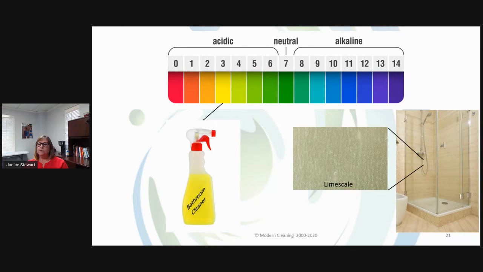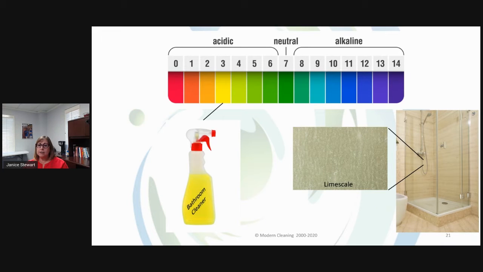Let's use the example of soap scum and lime scale. Soap scum is soap, body oils, and minerals, and lime scale is primarily calcium carbonate. When water evaporates, it leaves mineral deposits behind on shower surfaces, giving soap scum something to stick to. Both of these compounds trend towards the alkaline side of the pH scale, so you need an acid cleaner to remove them.